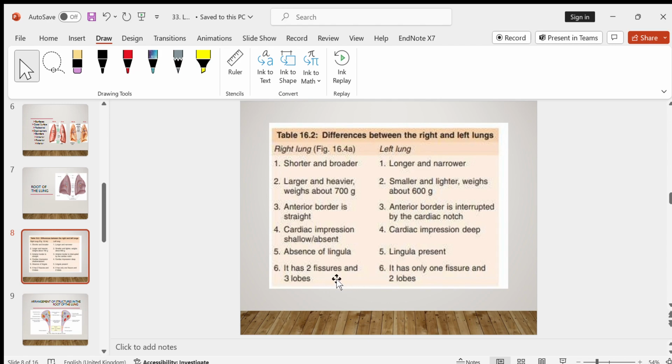The right lung has two fissures dividing it into three lobes. The left lung has one fissure and hence two lobes.